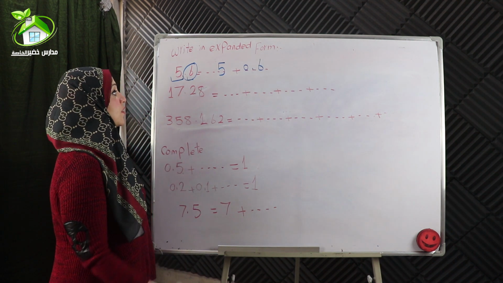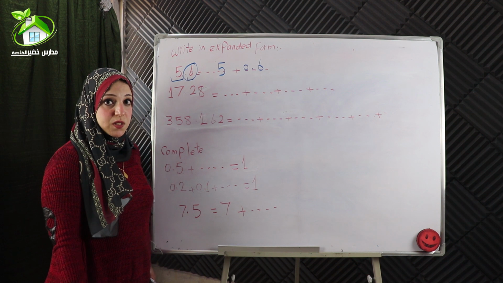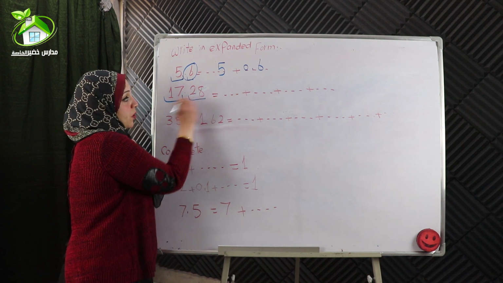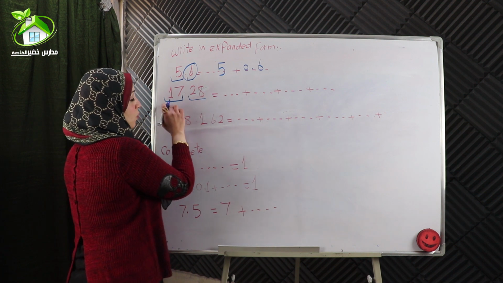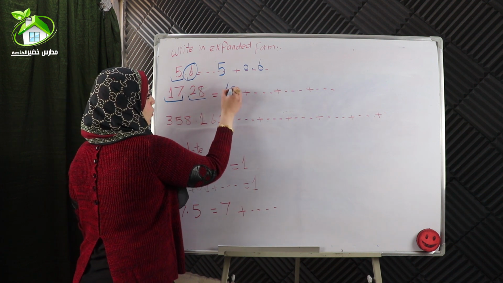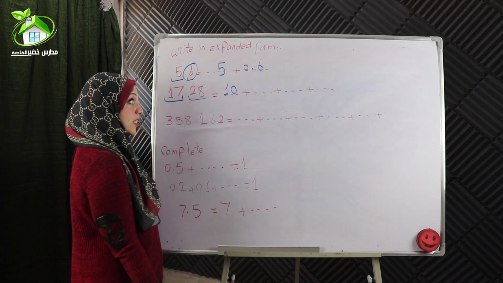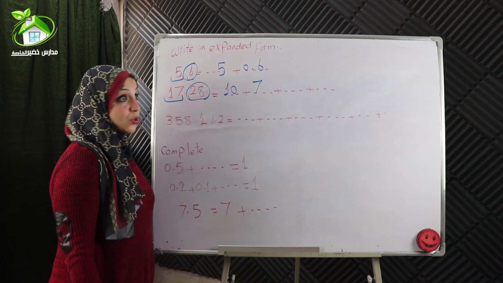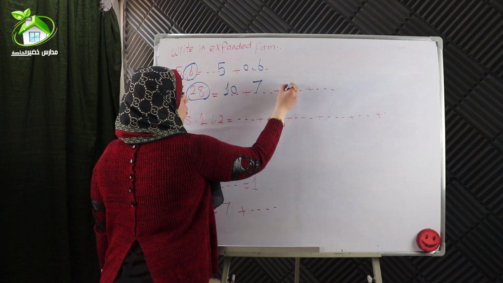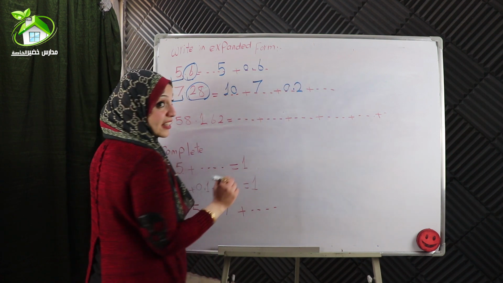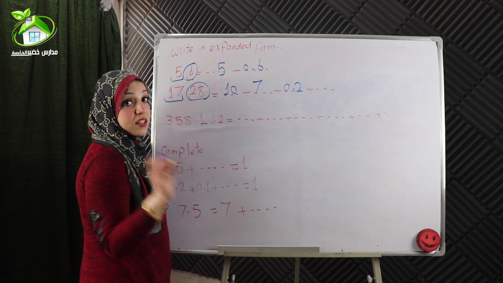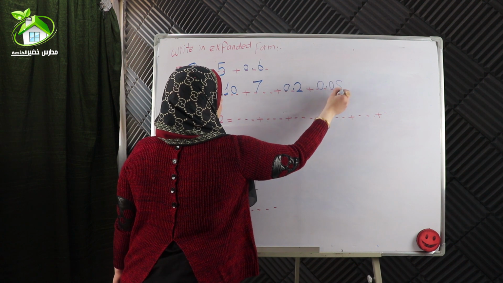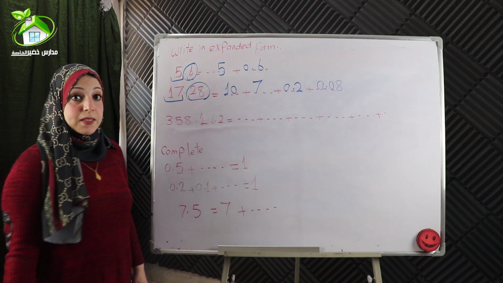The second one, 17.28 hundredths. I divided it into 2 parts, the whole part and the decimal part. 17: 1 is in the tens place, so it equals 10. 7 is in the units place, so it equals 7. The decimal part: 2 equals 0.2 in the tenths place. 8 is in the hundredths place, so it equals 0.08.